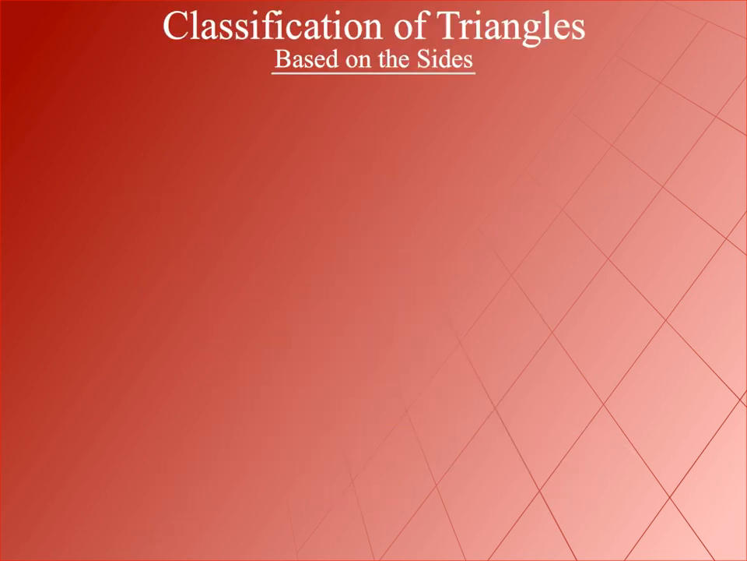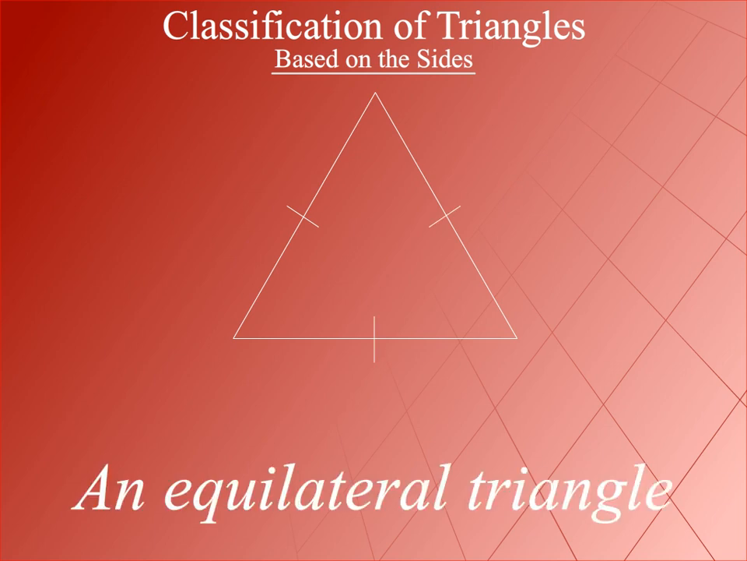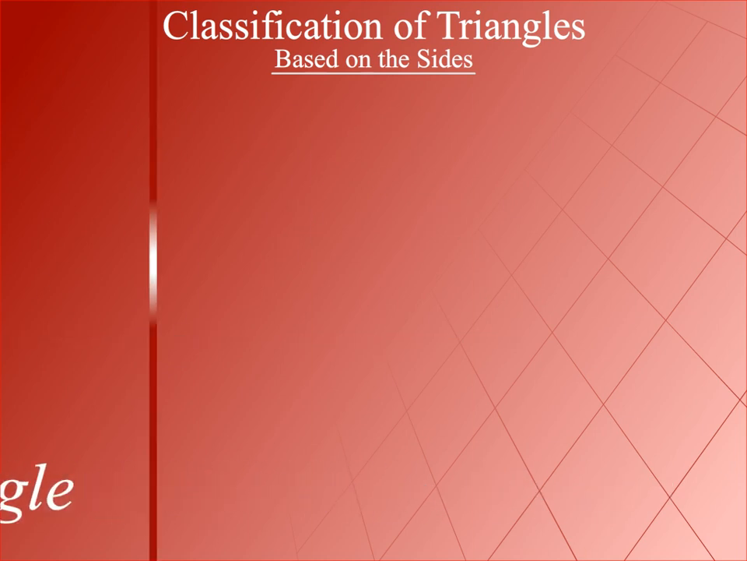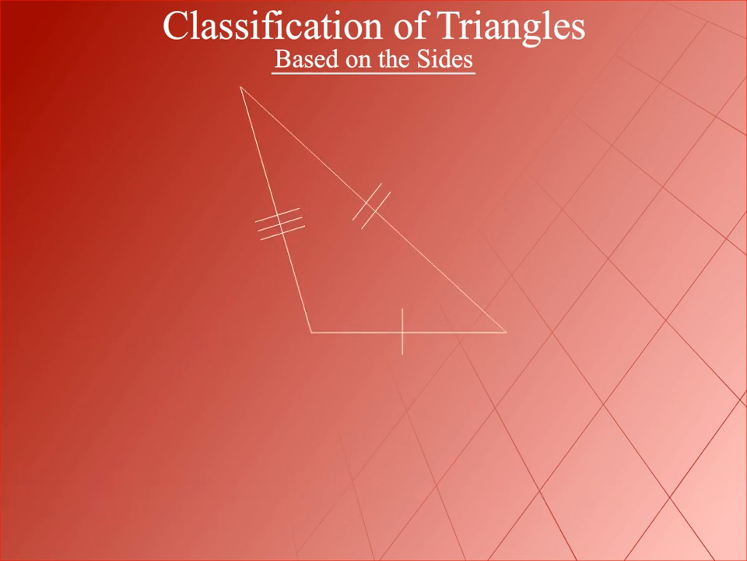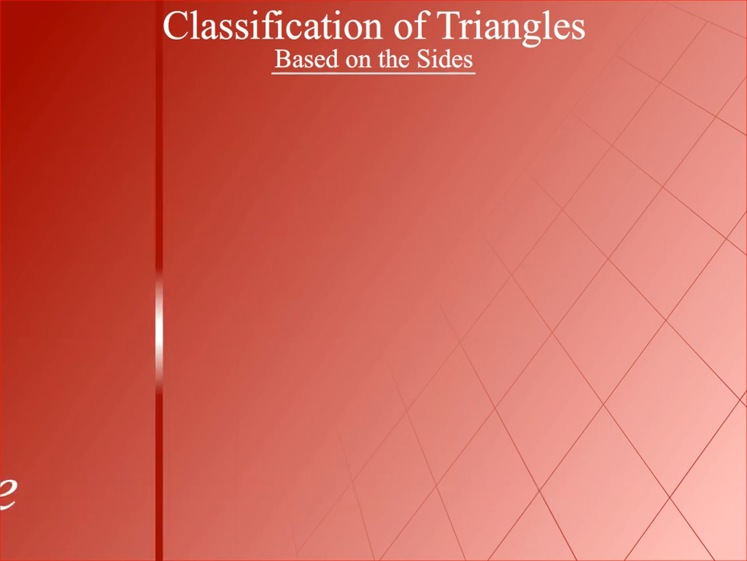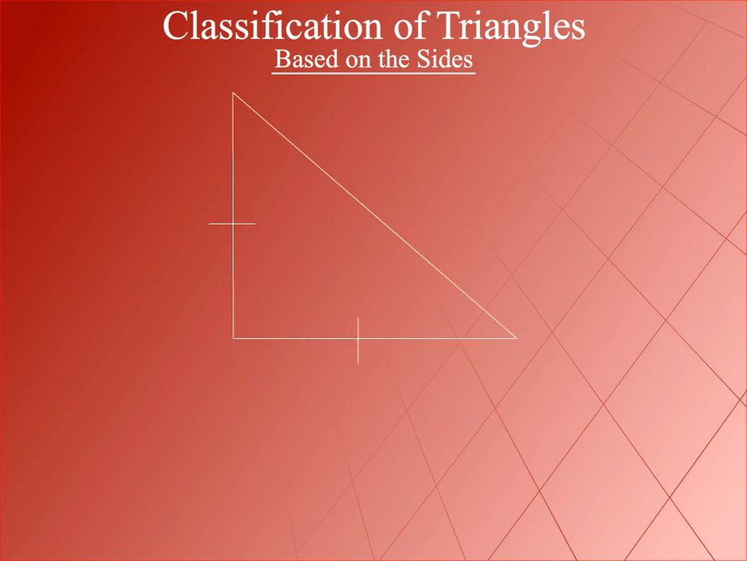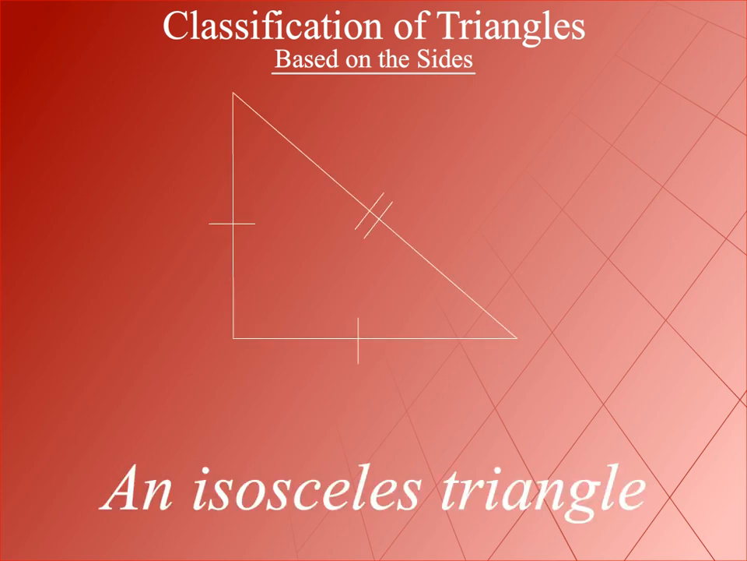Classification of triangles. Triangles can be classified according to the measures of their sides as well as according to the measures of their angles. A triangle having all 3 equal sides is called an equilateral triangle. A triangle having all 3 unequal sides is called a scalene triangle. A triangle having 2 equal sides is called an isosceles triangle.